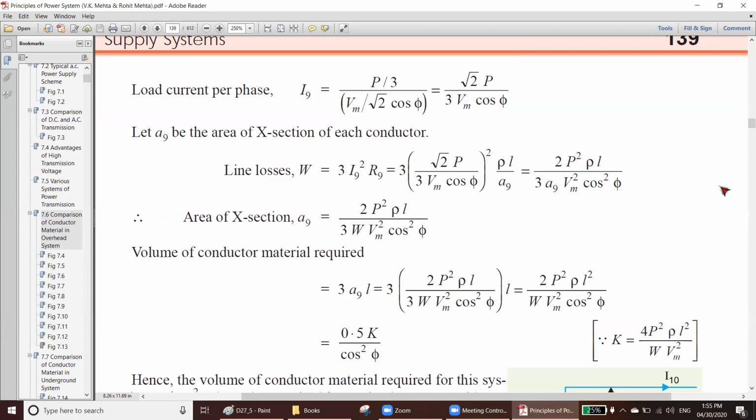Now the volume of conductor material required is equal to 3A9L, which is equal to 3 times 2P square rho L divided by 3 W Vm square cos square phi, into L. So the 3 will cancel, and L will become L square. So your final answer is 2 P square rho L square divided by W Vm square cos square phi.